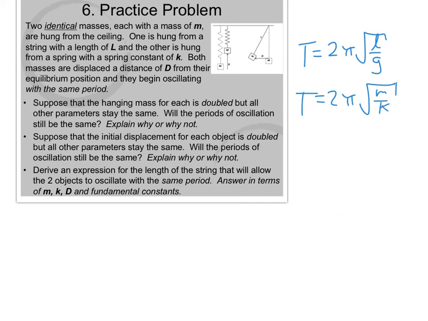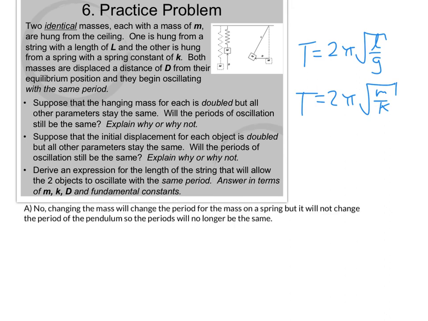And our first question here asks if the hanging mass is doubled for each, but everything else stays the same, will their periods still be the same? So they initially were the same, we're going to double the mass of all of them, are they still the same? And so what we see here is that for the pendulum, 2 pi times the square root of L over g, doubling the mass has no impact whatsoever. However, for the mass on a spring, it very much does change the period. And so the answer here would be no, they still won't be the same, because changing the mass will affect the mass on a spring. However, it won't change the period for the pendulum, and therefore they won't be the same anymore.